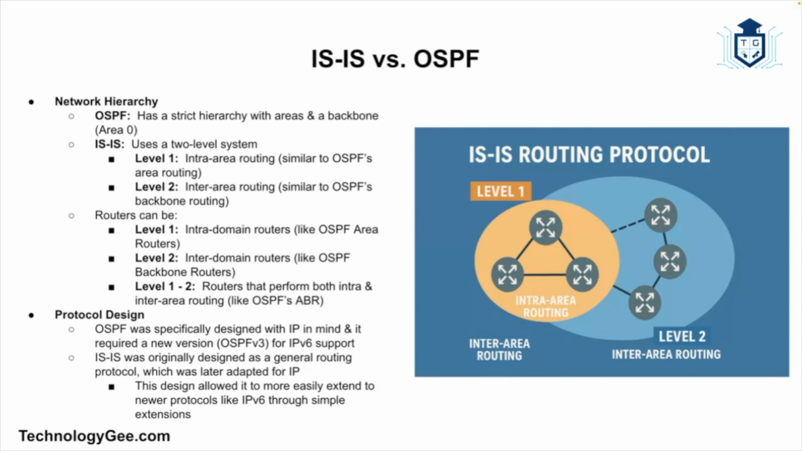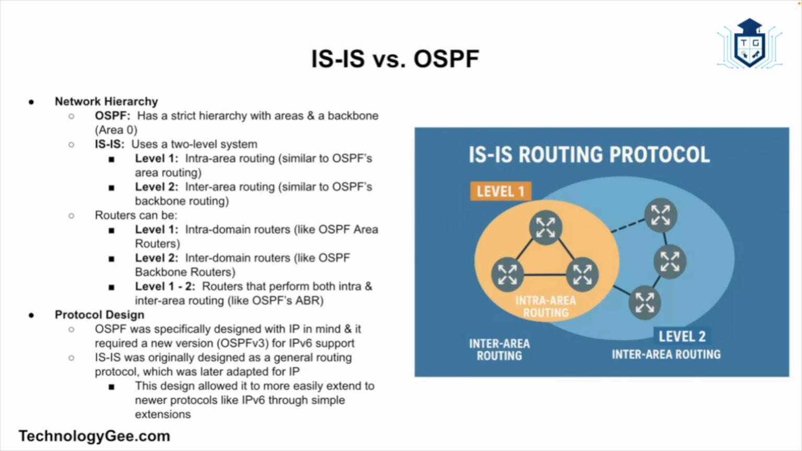Another key difference is network hierarchy. So OSPF has a strict hierarchy with areas and its backbone. ISIS uses a two-level system. You have level 1 for intra-area routing and level 2 for inter-area routing. So think of it like level 1 is basically your domain, and level 2 is traffic between your domains. And routers could be level 1 like an OSPF area router. They can be level 2 like an OSPF backbone router, or they can be both like an ABR in OSPF.